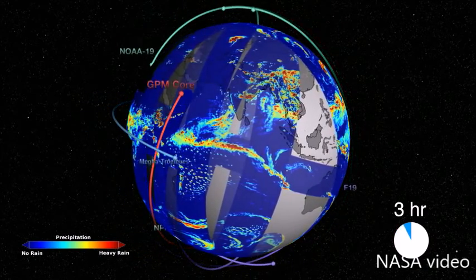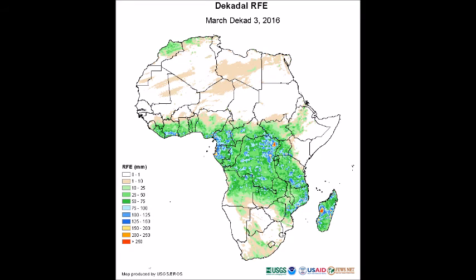Lastly is RFE 2.0. This is the African rainfall estimate, which is why I saved it for last. Resolution is 0.1 degrees, and it has a spatial extent of 40 degrees south to north, and 20 degrees west to 55 degrees east.